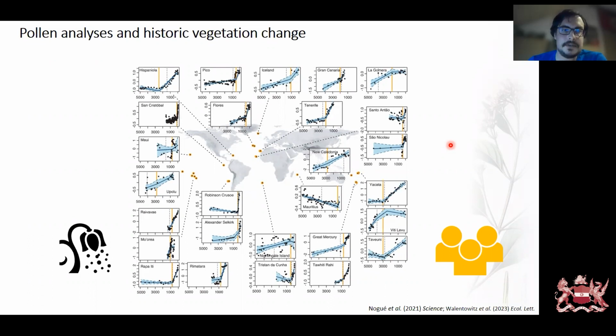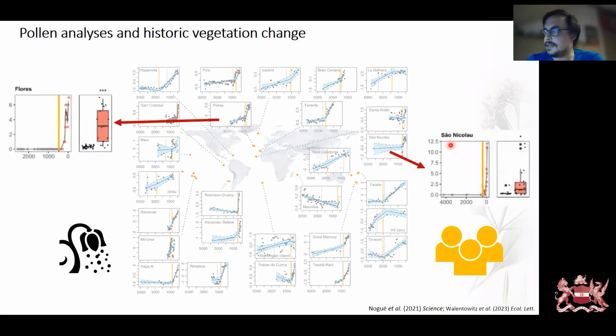In a follow-up study with work done by Anna Valentowicz, where we were involved, we also looked at the amount of native and non-native pollen taxa in these cores. Here, again exemplary for Flores and São Nicolau, we see an increase in the percentage of non-native pollen after human arrival on these islands. The study is about to be published in the coming days. It was accepted some weeks ago, so I invite you to check it out when it is released soon.